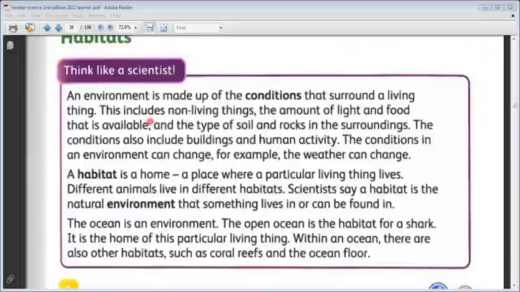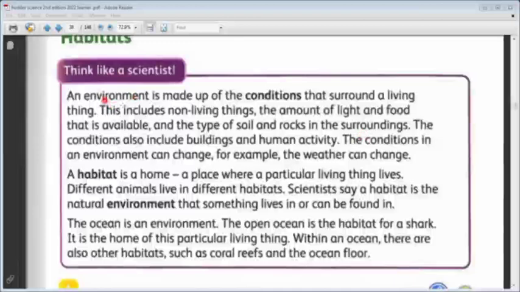This includes non-living things. Non-living things like what? Like water, like air, like weather, like the buildings in the place. They are all called non-living things. This includes non-living things, the amount of light, which is a non-living thing present in the environment, and food that is available, and the type of soil and rocks in the surroundings. They are all part of the definition of the environment.